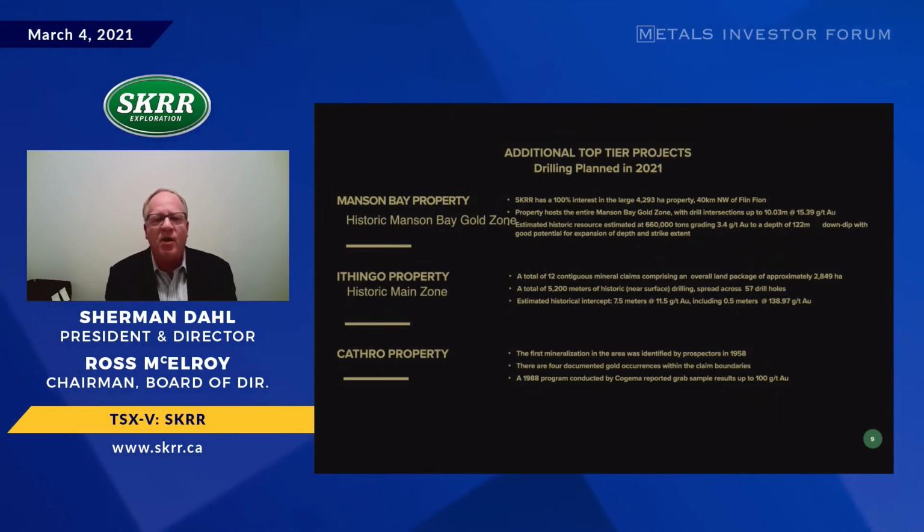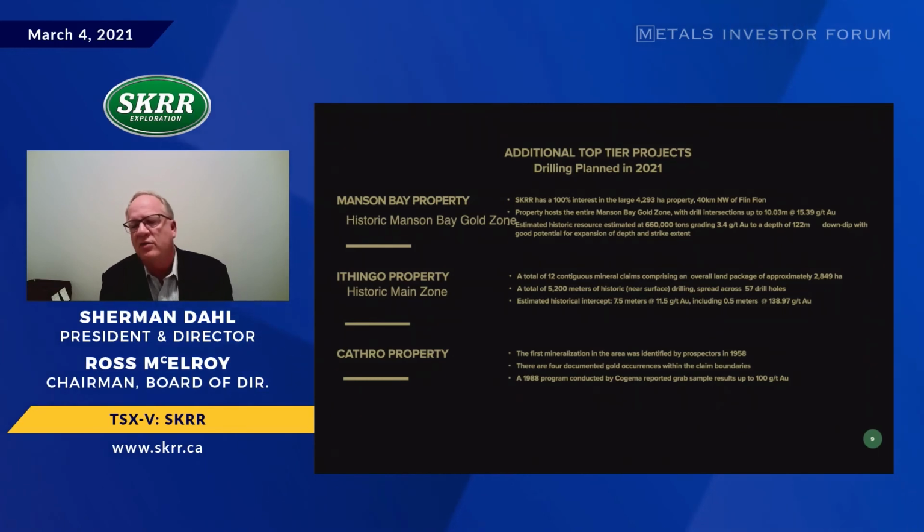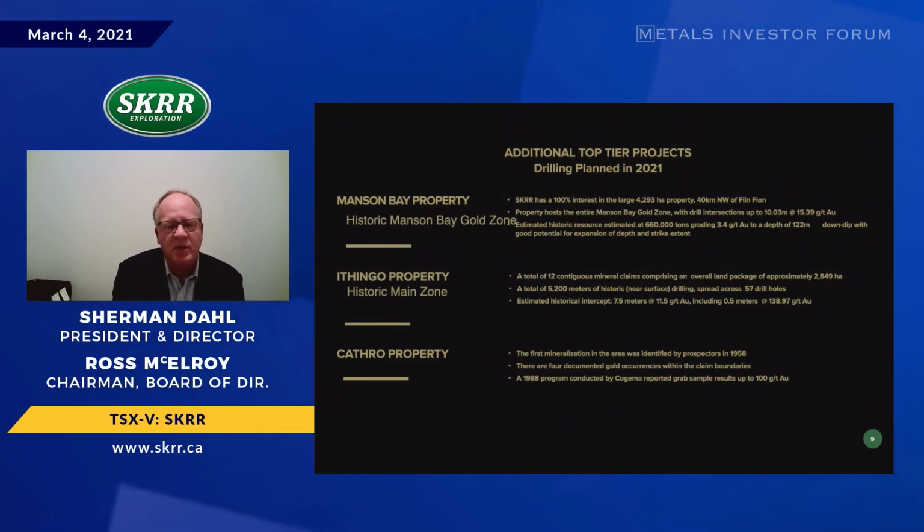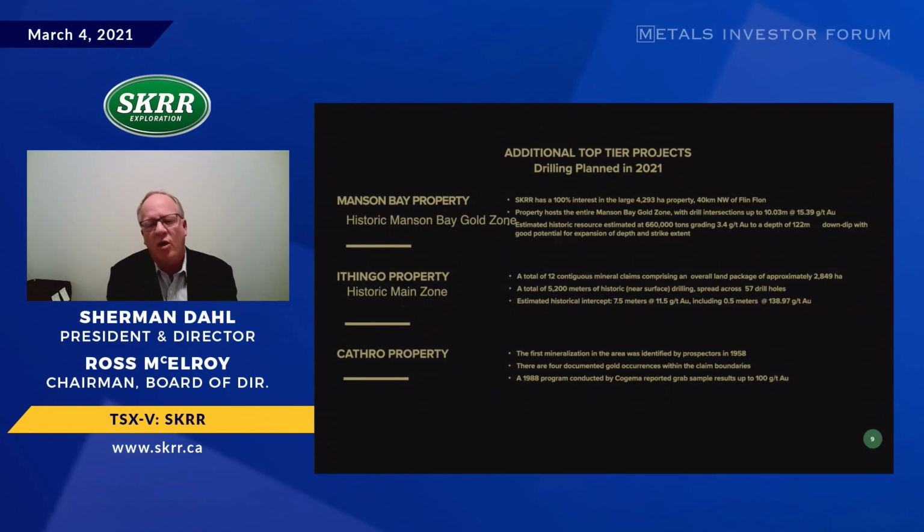We have the Manson Bay property, which sits around 40 kilometers from Flin Flon. It has the old historic Manson Bay gold zone, with an intersection of 10 meters of 15 grams per ton gold. So we're looking at the potential to host more high-grade gold at significant widths. We're also in the pipeline later this year to test the Athingal property, again with some incredible historic holes, one of the better ones being 7.5 meters with 11.5 grams per ton, and Cathro. These will all be projects that we visit during 2021.